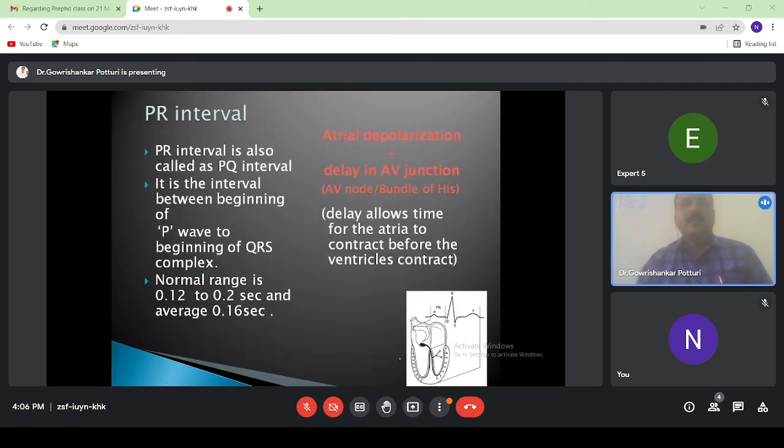Then coming to the PR interval, PR interval is also called PQ interval. See here, this part, PR or PQ is the same.